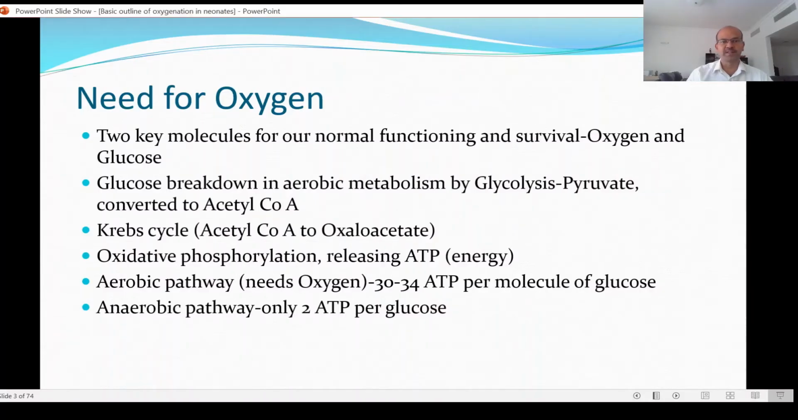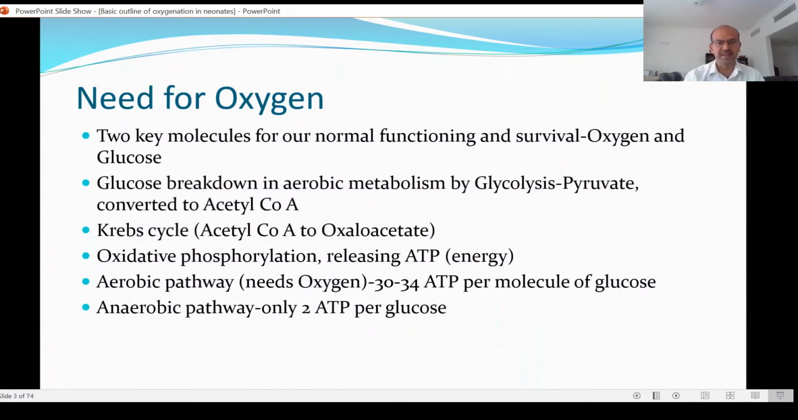We all know that very important molecules that we need for normal functioning and survival are oxygen and glucose. So without these two key molecules, we would not be surviving. Glucose is obviously a main fuel based on which all the body functions happen.